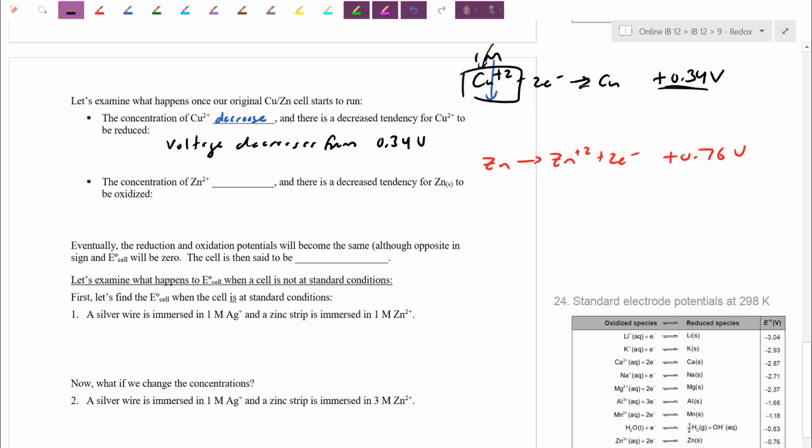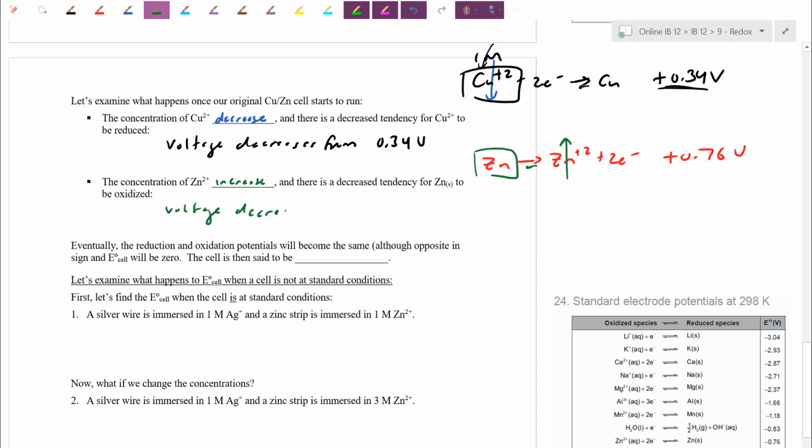And in a similar way, what about the concentration of Zn2+? The concentration of Zn2+ actually increases, it goes up, because Zn is constantly jumping into solution, it's replenishing, it's making a lot more zinc ions. If this concentration goes up, again, these were all equilibria. As we increase the concentration, it shifts to the left. I needed to go right to actually get 0.76, so therefore the voltage also decreases.